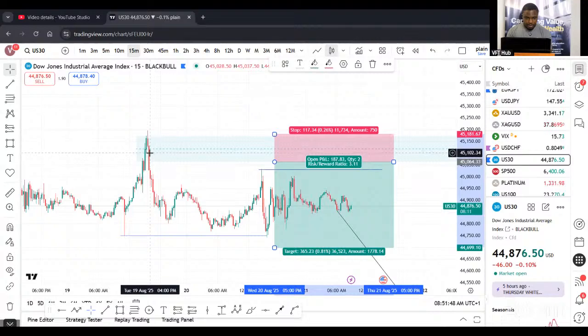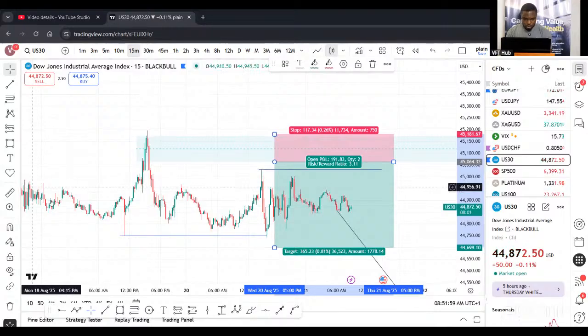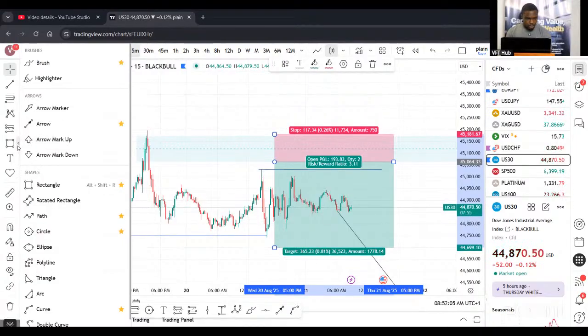We have an underlying fair value gap here, and then this order block has not been tested. This one, yeah. Let me use the gang box to draw this. Coming. Where's that gang box?